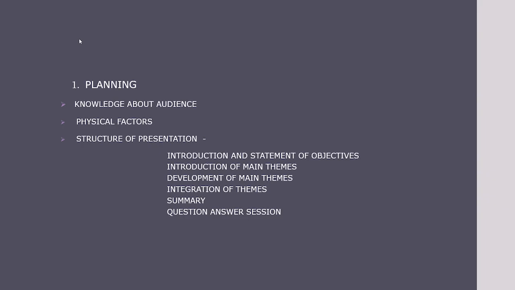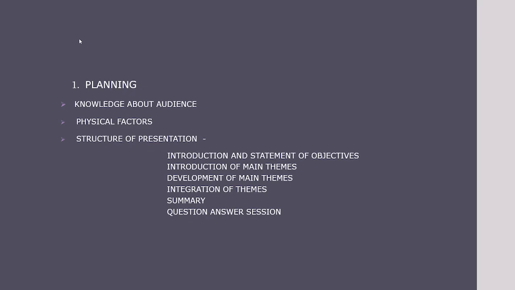Next, introduction of main themes. The main themes of the presentation shall be briefly and clearly stated. It is a roadmap which will save the time and effort of the speaker by concentrating on the themes stated. Next is development of main themes. The themes introduced are developed with the help of examples, anecdotes, arguments, tables, charts, and graphs. The themes have to be developed logically, stating the relationship between various themes and arguments.